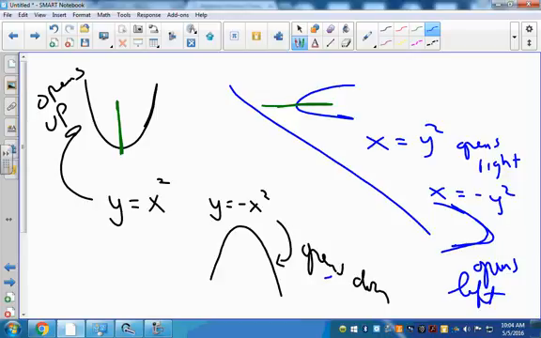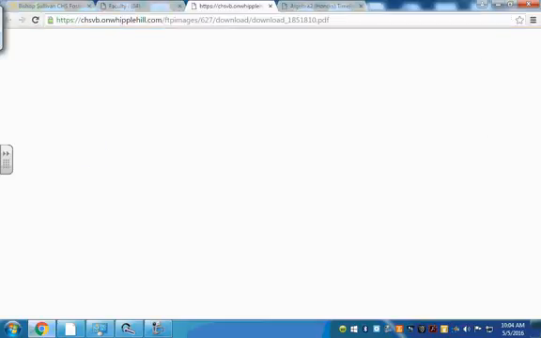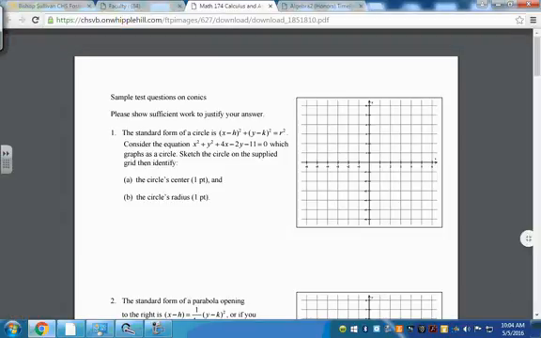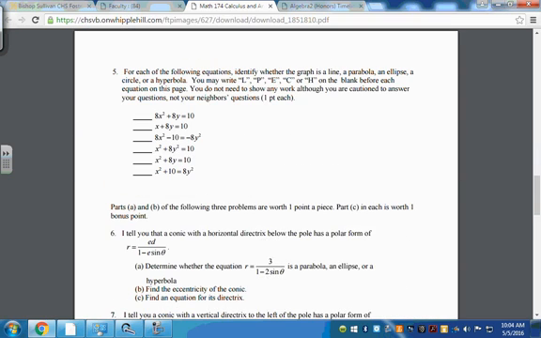Remember your sample test. I would suspect that some of you have already printed this out, but if you haven't, then you might want to. One of the questions on here was, could you identify what's going on here? So this is a parabola. Now, which way does it open? Up, down, left, or right? Because that's what we're going to be graphing. This one was a parabola. Does it open up, down, left, or right? So let's look at both of those and see what's going on.